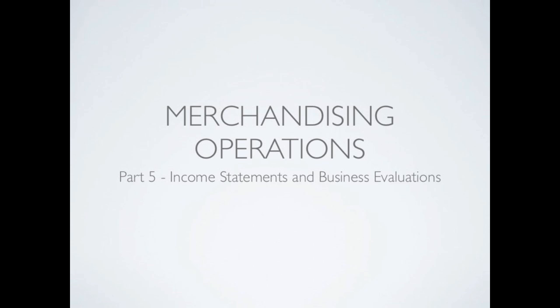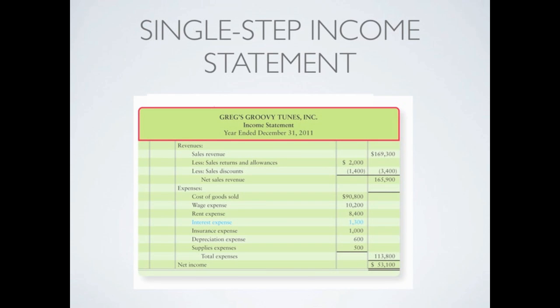Merchandising operations series, in which we'll be talking about income statements and business evaluations. So the first thing we'll look at is a very simple income statement, one you're most familiar with, which is called the single-step income statement. And if you look at it, it's a simple listing of your revenues and your expenses give you net income.